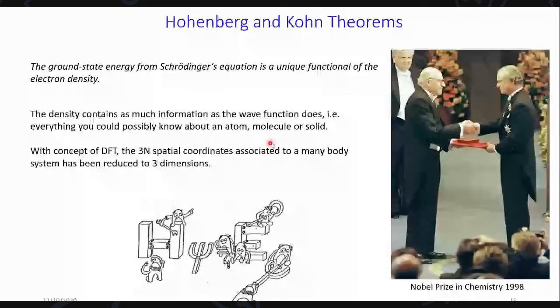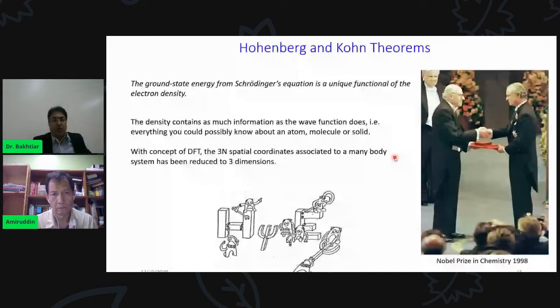With the concept of density functional theory, the 3n spatial coordinates associated with a many-body system have been reduced to only 3 dimensions, because the density is a single quantity, no matter how big the system is. It is a single quantity, and it has only 3 coordinates, or it is only 3 dimensions.